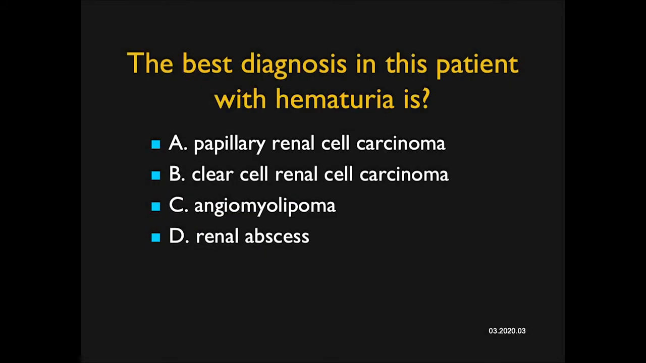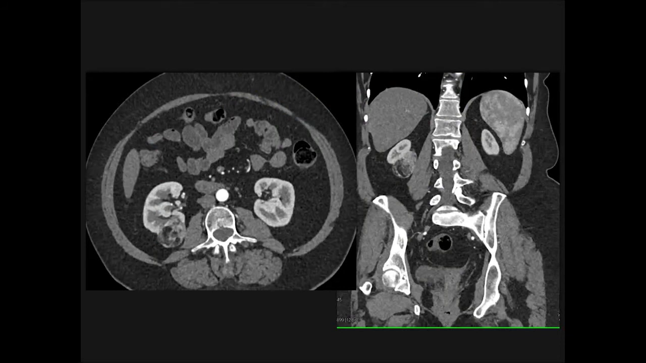The best diagnosis in this patient with hematuria is, the first thing you notice is an obvious right renal mass, and your first thing is to say, oh my goodness, am I dealing with papillary or clear cell renal cell carcinoma? It doesn't have the appearance of an abscess. Abscess is a low density. There's usually perirenal stranding. There's perfusion changes.